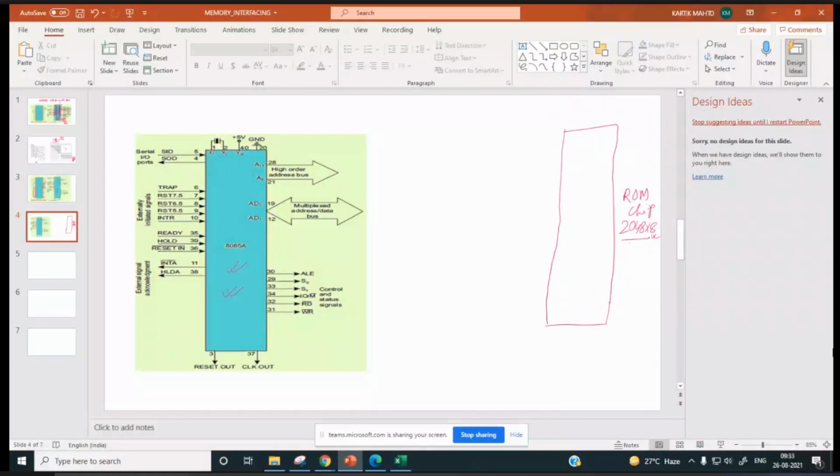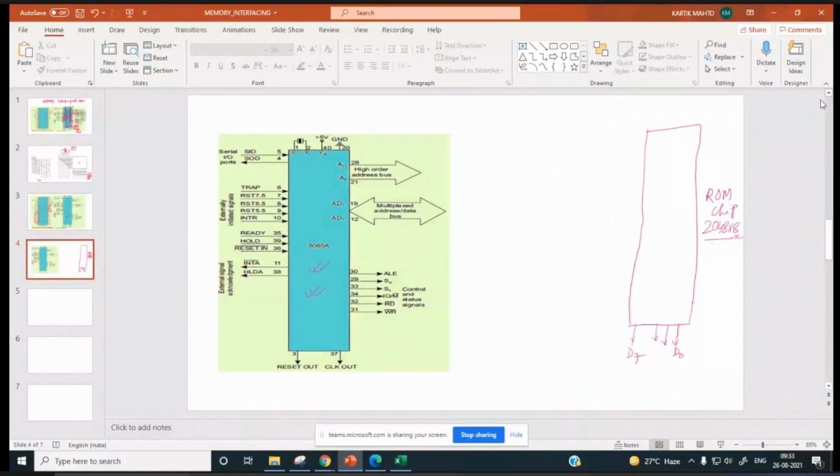So from each location, these pins will be brought out, D0 to D7. These pins will be coming out of this ROM chip. Now, these pins have to be connected to this D0 to D7.